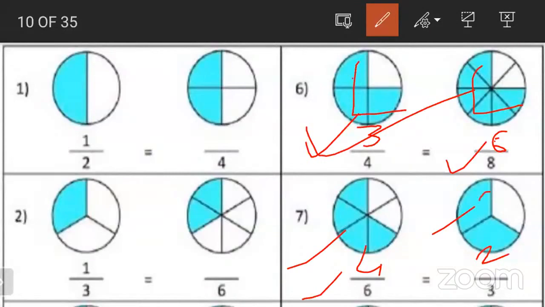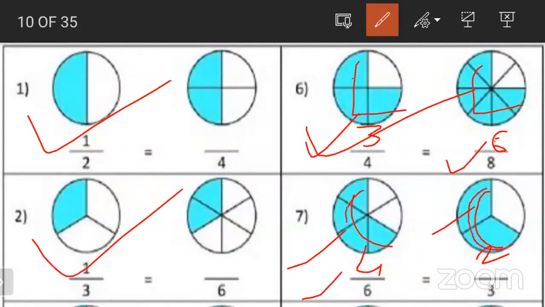Look at the color portion of this figure and this figure. Is it equivalent fraction? Yes. This is also an example of equivalent fraction. Why? Look at here, the color portion of this figure and this figure both are equal, isn't it? So that is why this is also an example of equivalent fraction.